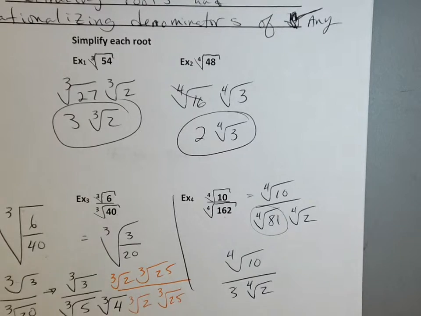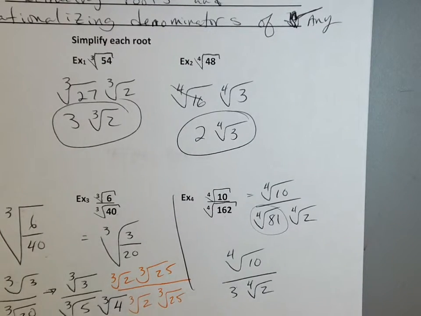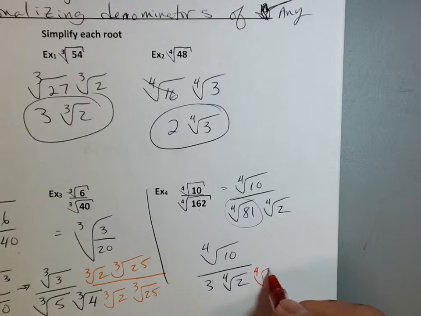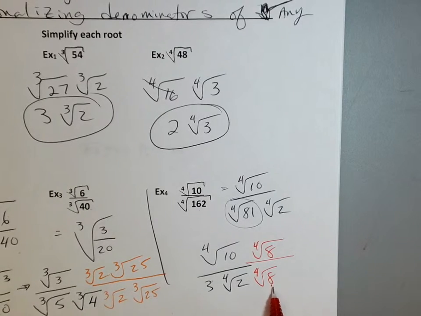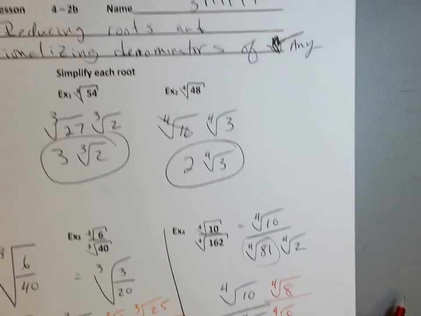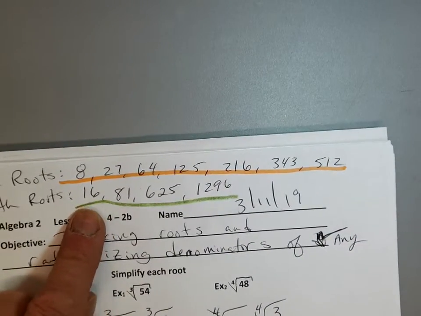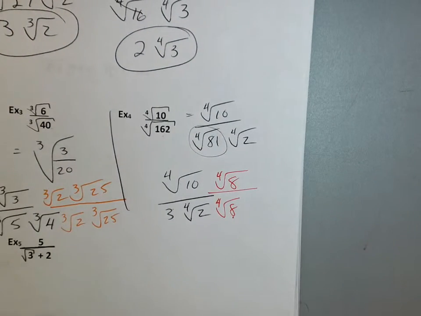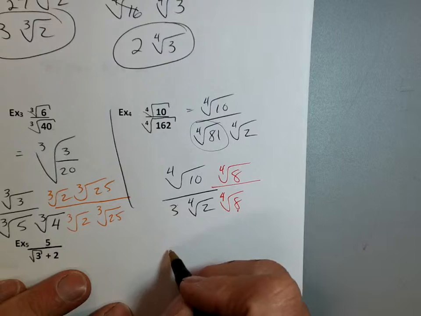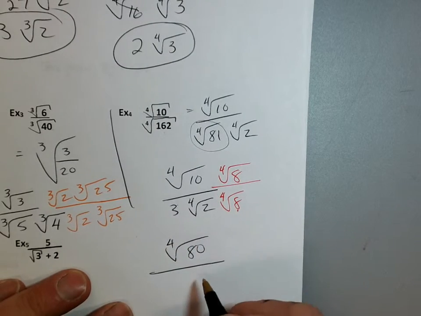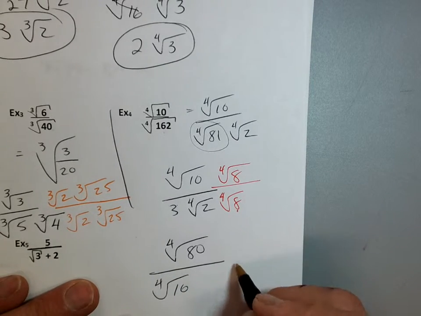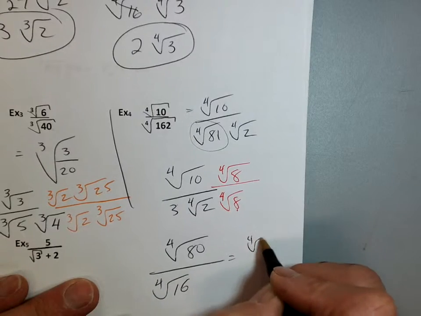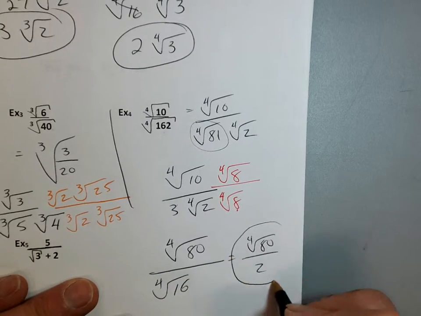I like this. Now we need to multiply 3 times the 4th root. Why am I doing the 4th root of 8 here? What number am I trying to make? You're trying to make 16, because 16 is a perfect 4th root, isn't it? So let's see what I get. I'm going to get a 4th root of 80 over the 4th root of 16, which is a 4th root of 80 over 2.